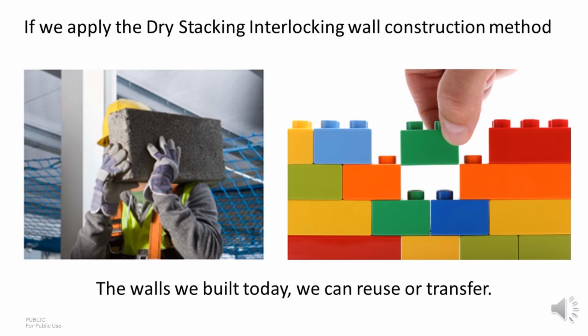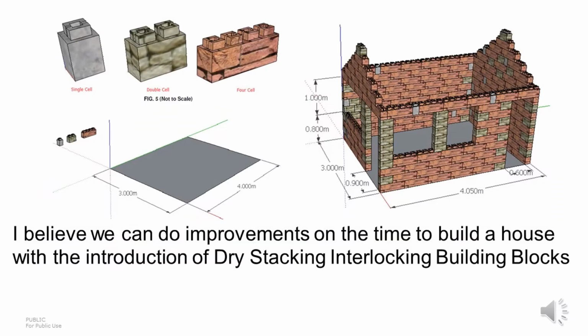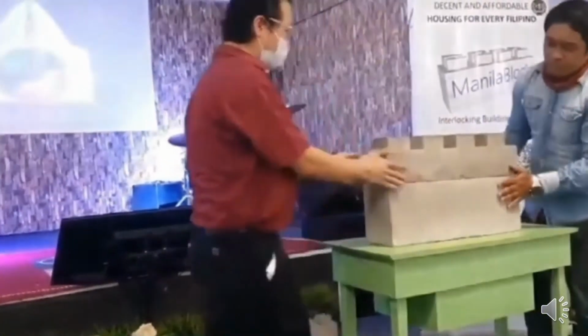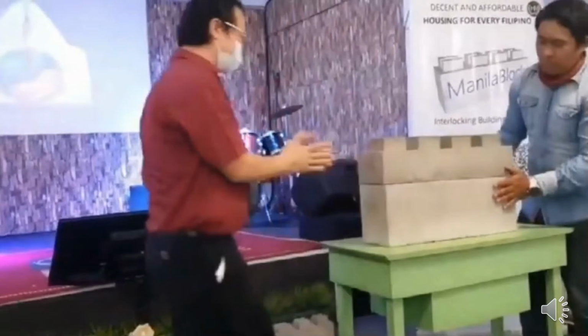If we apply the dry stacking, interlocking wall construction method, the walls we build today, we can reuse or transfer. I believe we can make improvements on the time to build a house with the introduction of dry stacking, interlocking building blocks. In this slide, we are showing the prototype Manila block, with the 8 inches high on the table and the 4 inches being placed on the top. These are the two Manila block sizes that will be manufactured.